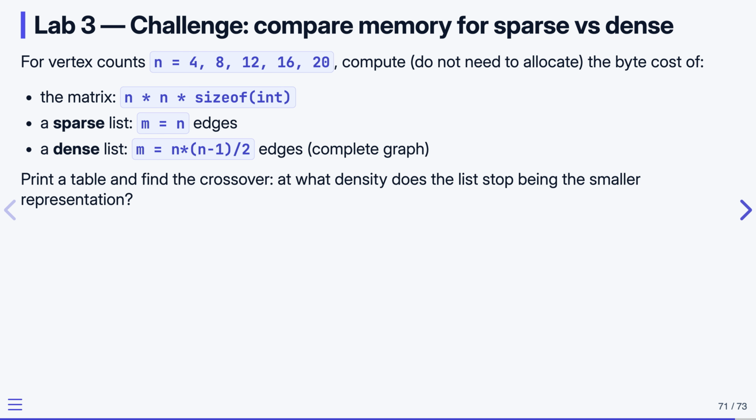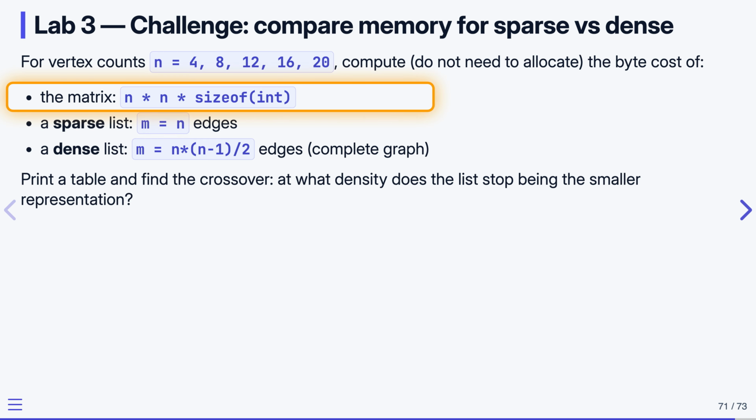Lab 3 is a challenge. For vertex counts n equal to 4, 8, 12, 16, and 20, compute the byte cost of each representation. You do not need to allocate anything, just calculate the numbers. Try setting up the 3 formulas yourself.